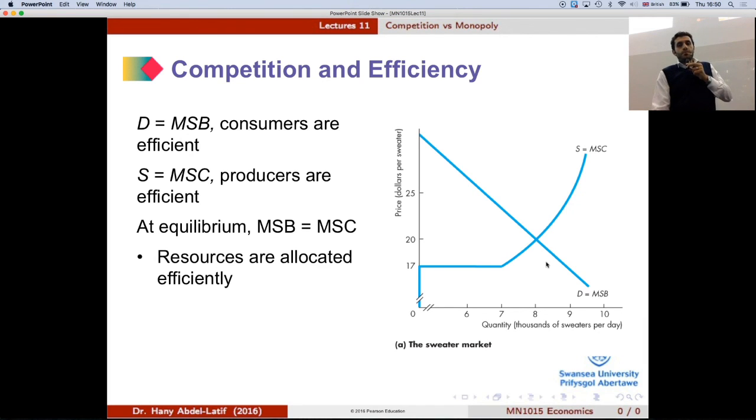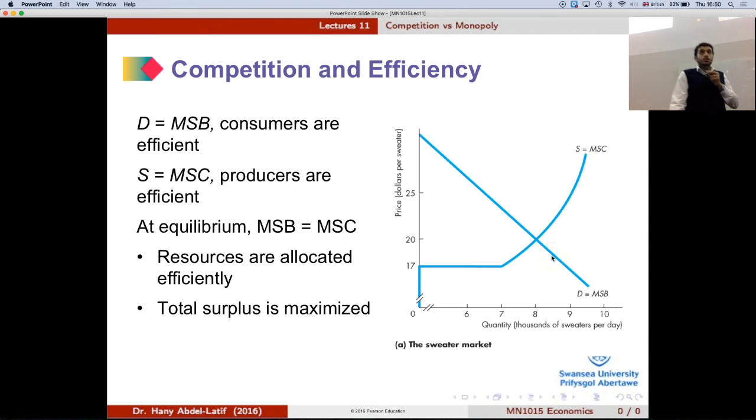So let's compare this. Let's look at the surplus as well. Do you remember the consumer surplus and the producer surplus? What is the consumer surplus? Do you remember, the difference between the value and the price? I don't have the pointer with me. That was the example I gave.